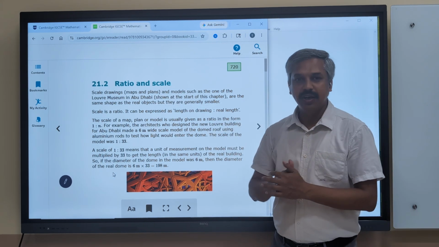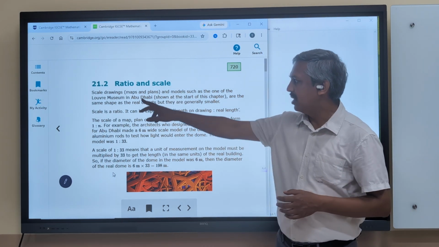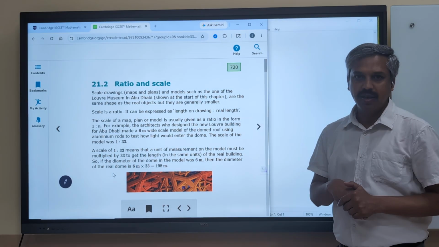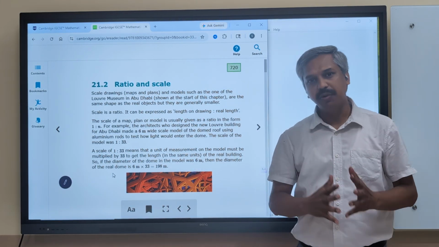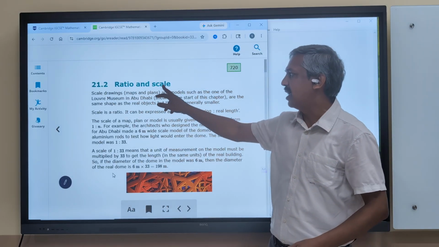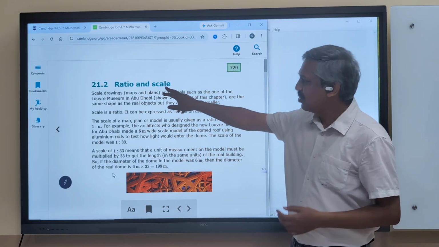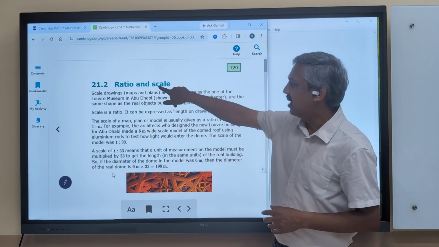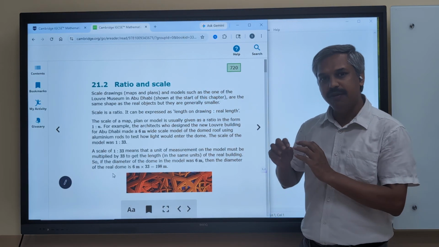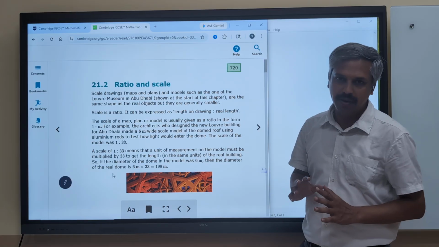So here we are with a very interesting concept called ratio and scale. What a ratio is, is something that we have seen before. Now today we will see what the connection of ratio with scale is. This scale does not mean the scale that we use to draw a straight line, but the scale that we see whenever we see any kind of a map.